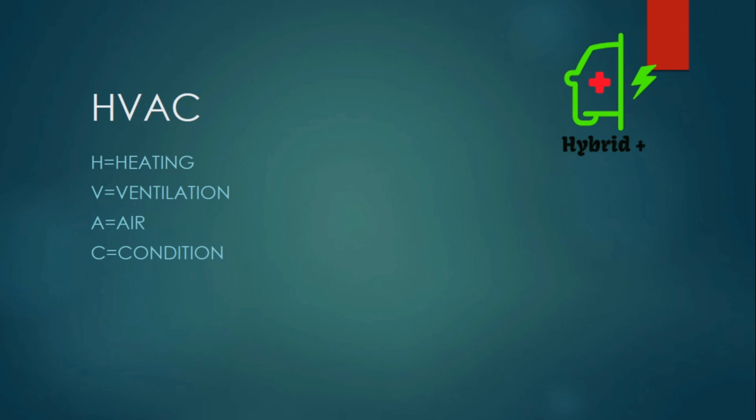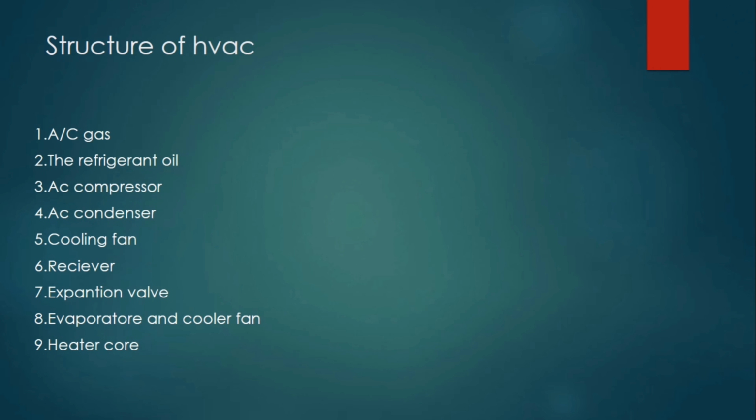Today I want to speak about HVAC. What it means: H means heating, V is ventilation, A is air and C is conditioning. In the HVAC structure we have 9 components.